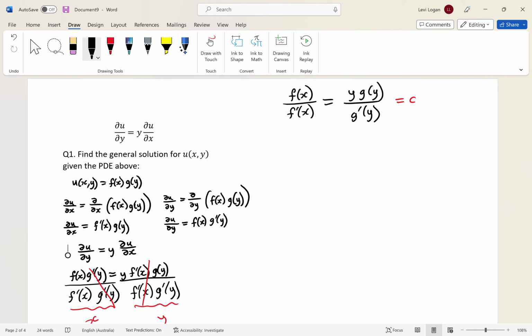So we can break this up so we can have f of x divided by f prime of x is equal to C, and we have y times g of y divided by g prime of y is equal to another constant C.